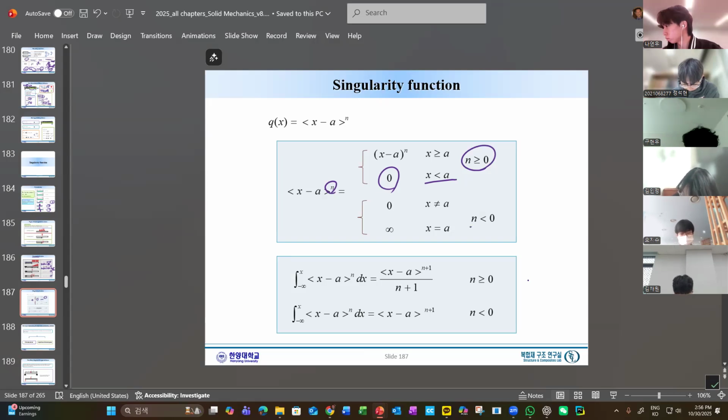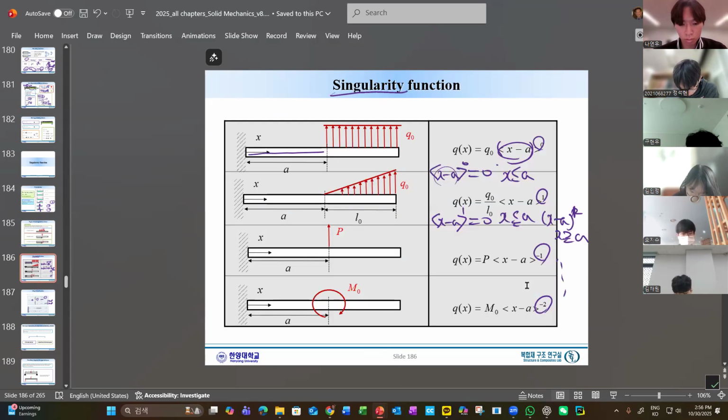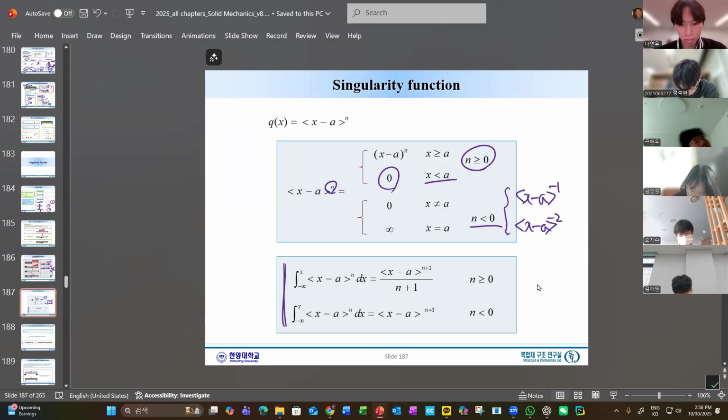If n is negative, less than 0, like x minus a to the minus 1, x minus a to the minus 2, this will be simply like that. And when we integrate, we just follow this one. But remember that we can follow region by region. That's still okay, but for simplicity, we follow this one. If n is greater than 0, we integrate like this, and for less than 0, it is just n plus 1.